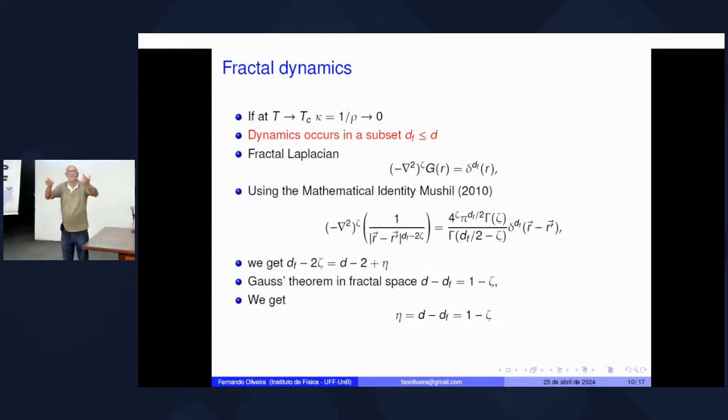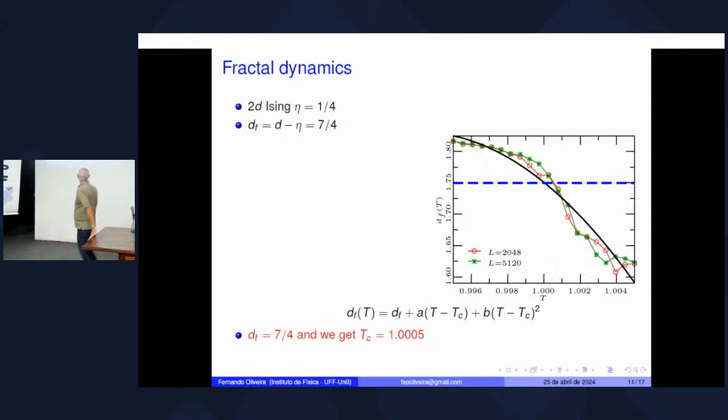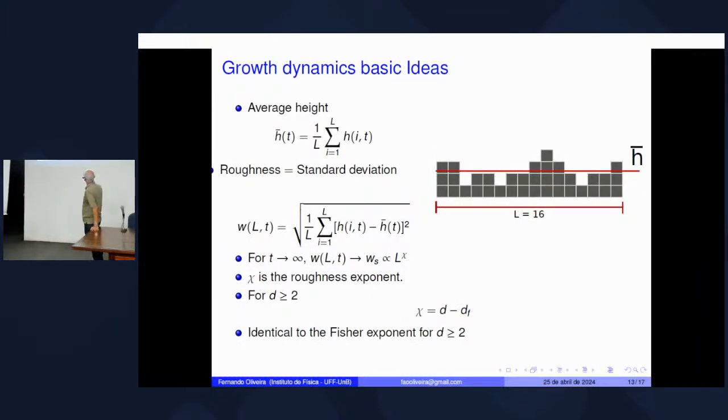When you go to 4 dimensions, where mean field theory works, eta is equal to 0. So for 4 dimensions, the fractal dimension df is equal to d, and eta is equal to 0, and you go back to the former continuous mean field theory. Okay. The same happens for this roughness exponent. As we increase the dimension, this roughness exponent decreases as d gets close to df.